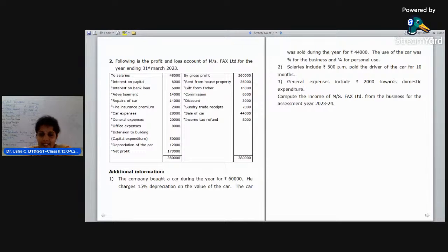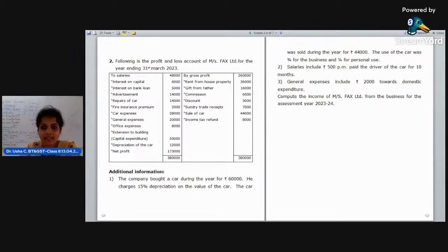Whether the car is in the name of the business, or building is in the name of the business or anything, it is not allowed. The repair amount is not allowed because it is a fixed asset. But any expenditure like traveling expenses, the petrol or any expenses for running the car can be allowed.